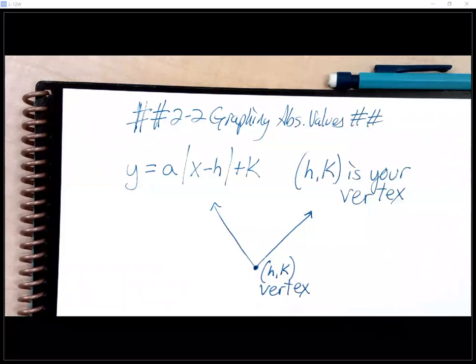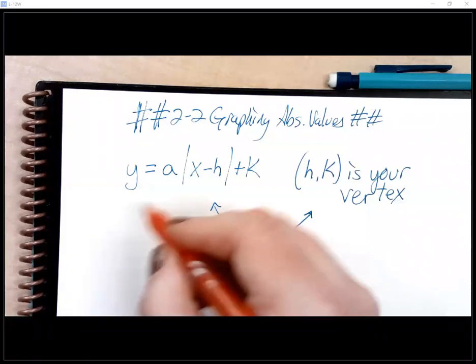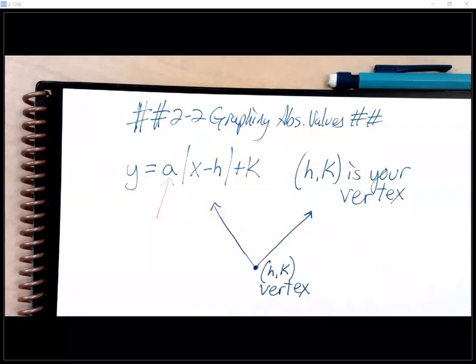Yes. So a out in front, that is going to be the slope of the right-hand branch.